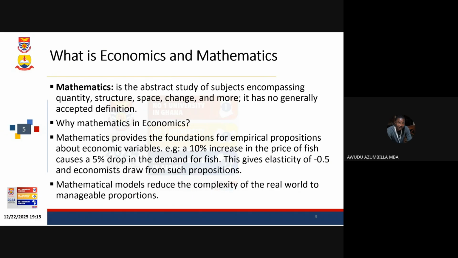And let's look at a critical example of how mathematics helps us as economists. How will mathematics help us in economics? Let's look at this simple example. We are saying that a 10% increase in the price of fish causes a 5% drop in the demand for fish. This is economic theory. This is simply the law of demand.